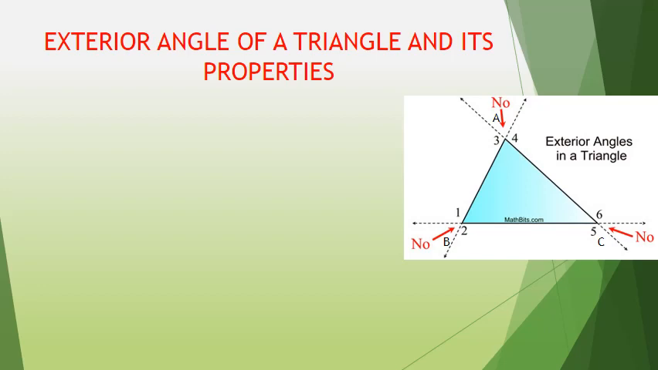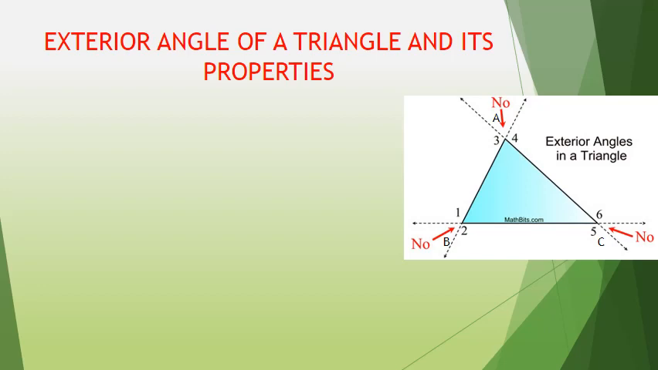That is, if we produce the sides of a triangle, we can see that at each vertex there are 4 angles formed. In the upper vertex there are 4 angles formed. One angle is the interior of the triangle. Another angle is its vertically opposite angle, and the other 2 angles are marked as 3 and 4. So the vertically opposite angle to the interior angle of the triangle is not an exterior angle. The other 2 angles are called exterior angles of the triangle.